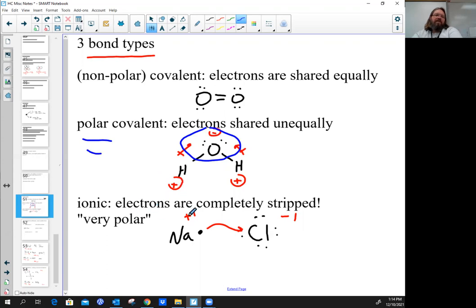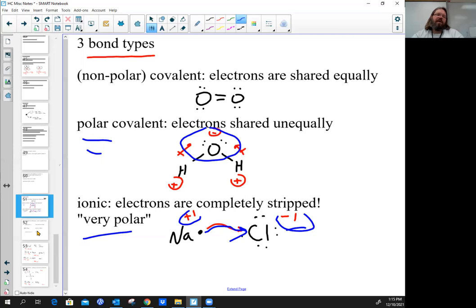And then in ionic bonds, electrons become completely stripped, okay? And we talk about being very polar, so very polar to the point that the electron is going to be completely lost to the negative ion. Here's chloride taking that electron from sodium. Sodium becomes +1, the chloride becomes -1, okay?